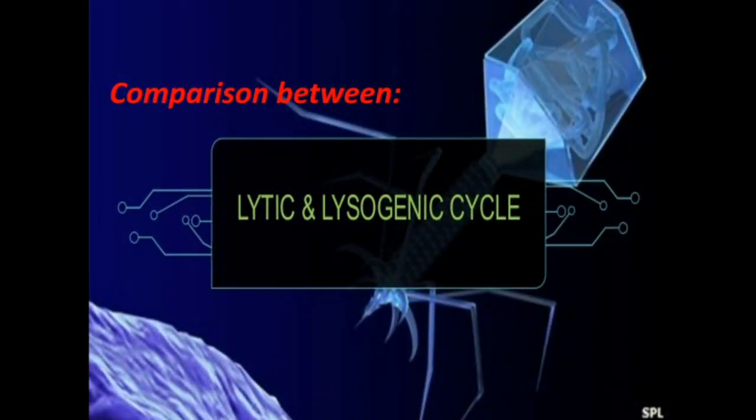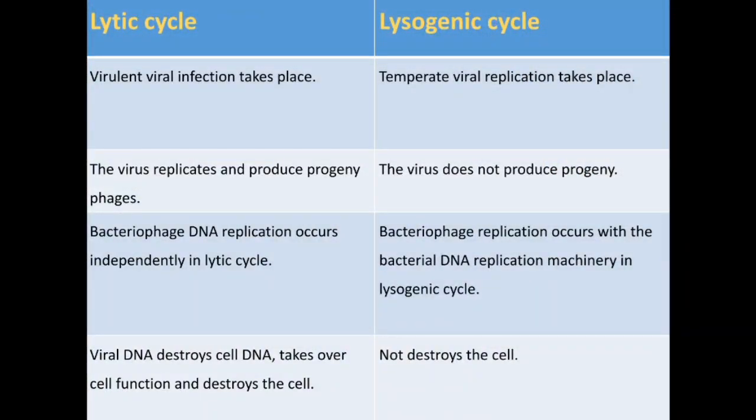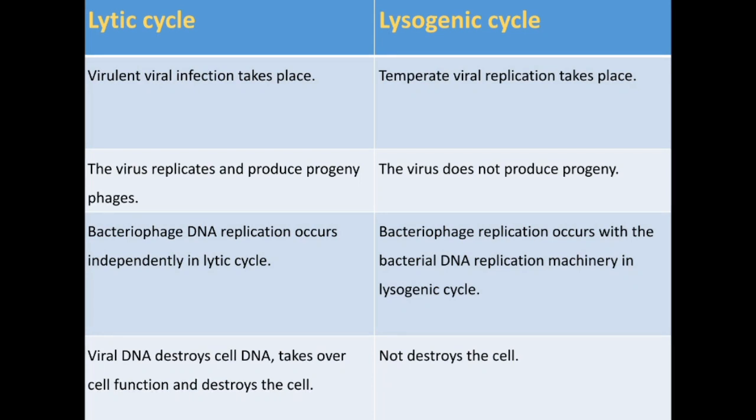At the end of the explanation of the life cycle of bacteriophage, I will mention the comparison between the lytic and lysogenic cycles. In the lytic cycle, virulent viral infection takes place. In the lysogenic cycle, temperate viral replication takes place. The lytic cycle produces progeny phages, while the lysogenic cycle does not produce progeny.